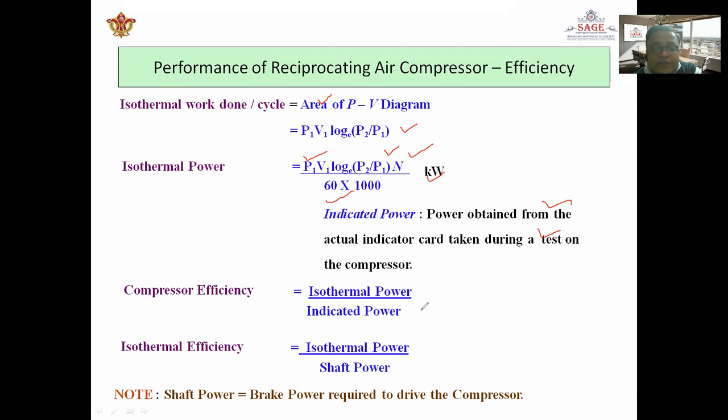Compressor efficiency is equal to the ratio of the isothermal power to the indicated power. This two-power ratio is called the compressor efficiency. Similarly, isothermal efficiency is the ratio of the isothermal power to the shaft power. And the shaft power is the brake power required to drive the compressor; this is called the shaft power.